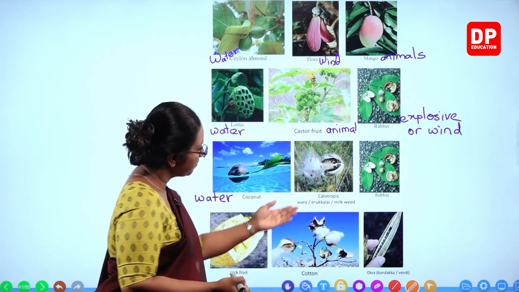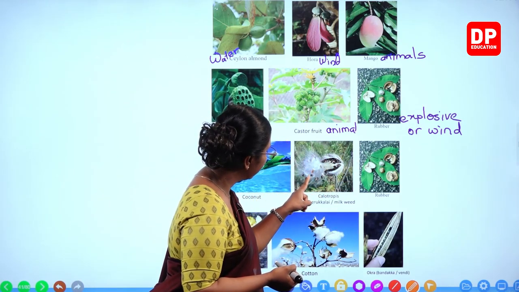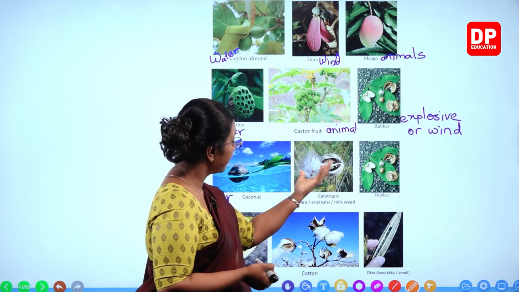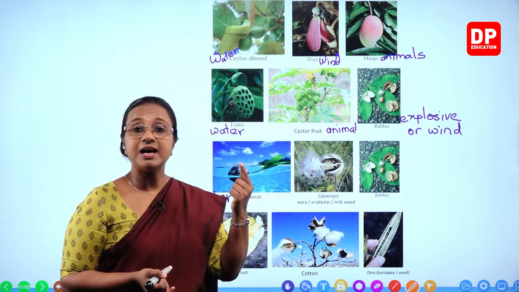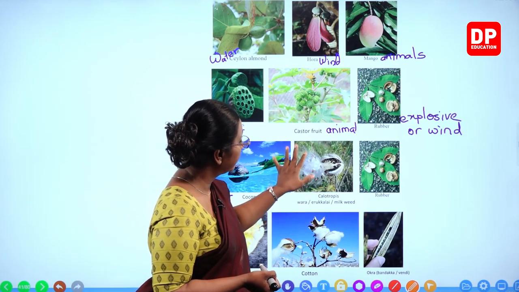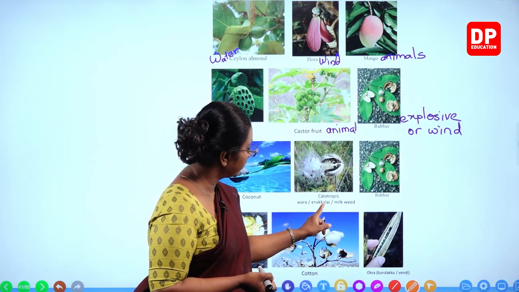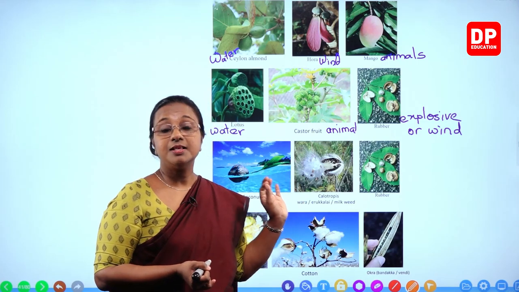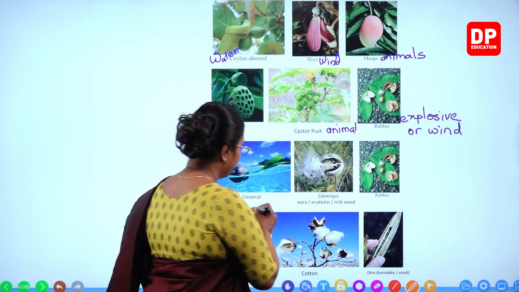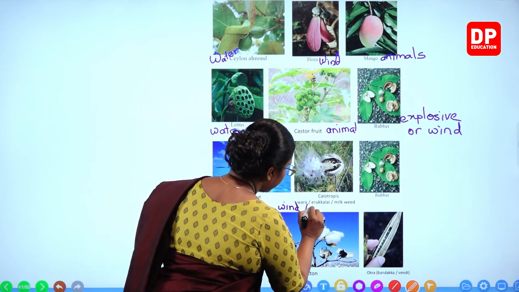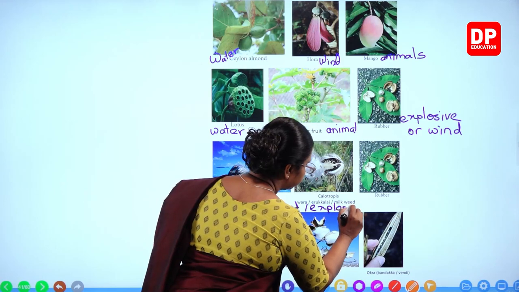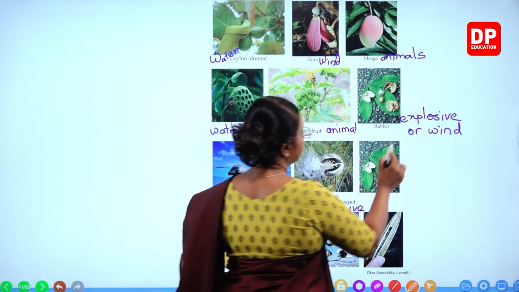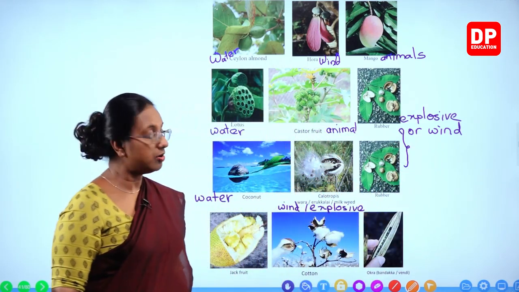Then here you can see from the picture itself, the calotropis, very tiny seeds, very light, and the calotropis has burst out and the seeds are being dispersed and they have hair-like structures. So this is again calotropis, another name Vara or Irukalai or milkweed, all the different languages, the names. So here you can see this is either by wind or explosive mechanism. So here I'll write wind or explosive mechanism. Then rubber, again you can see, like I told you all, explosive mechanism or wind. So both are, rubber, explosive mechanism or wind.